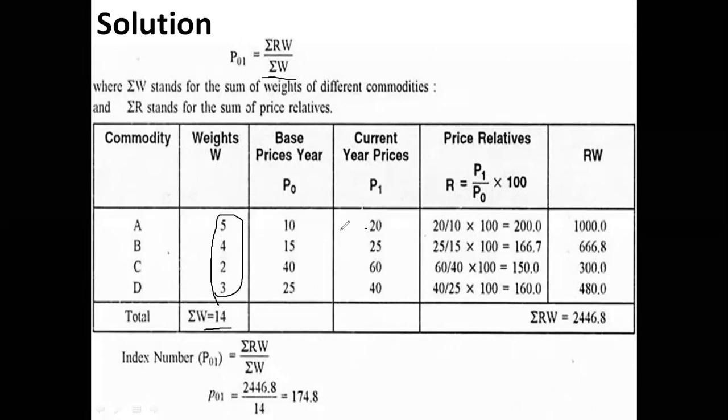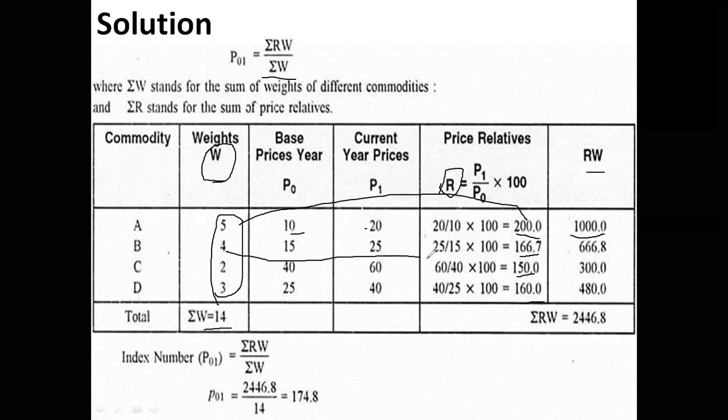P1 upon P0, by applying this we can get the values. Here P1 is 20, P0 is 10, the value is 200. Similarly 166.7, 150, 160 we are getting. And what we need to calculate further is RW. That means we have to multiply this R with the given weights. So 5 into 200, the value will be 1000. Similarly 4 into 166.7, the value will be 666.80. In that manner, we have calculated the value of sigma RW.